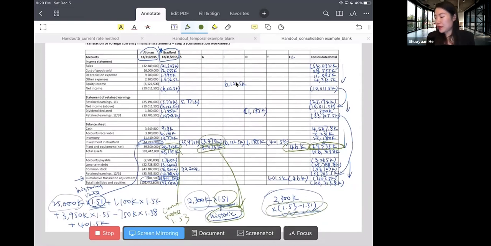Yeah, I think that's it, right? So this explains all of the additional consolidation entries, T and E2. And that's all for today's class.